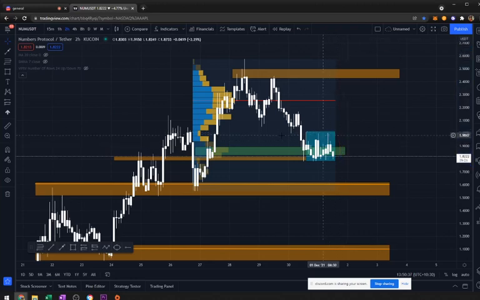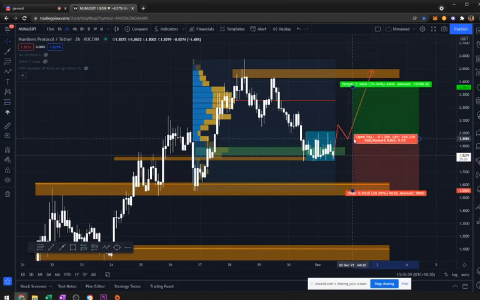I would wait for it to reclaim here. So I would look for some sort of break past, some sort of higher low, even if it's just testing the top of the box or if it's coming down here. I just need to see a higher low from this low. And then from wherever that higher low is formed, I will enter the trade.